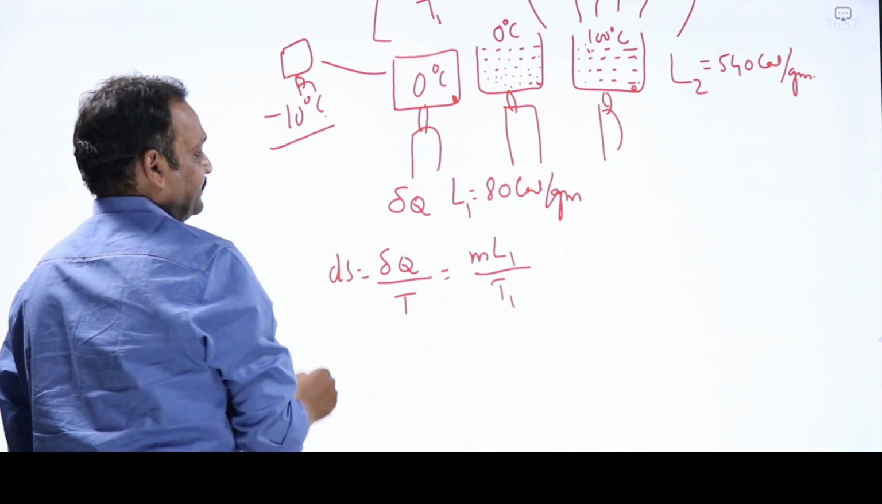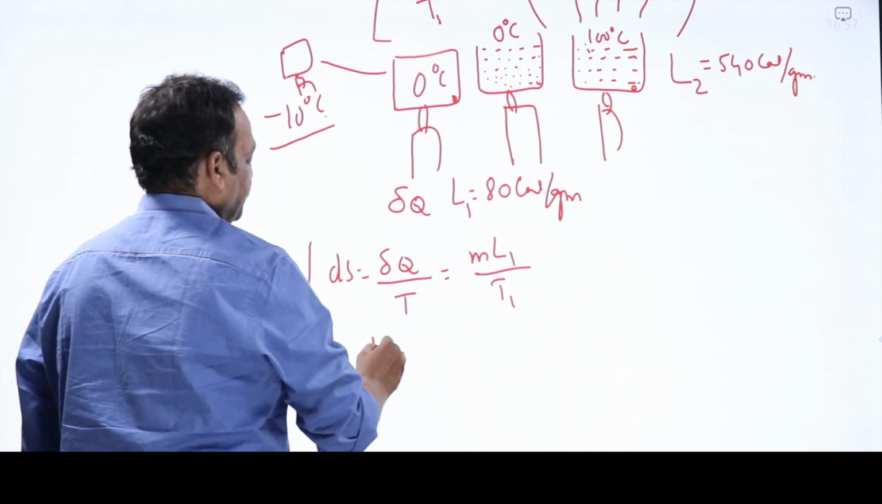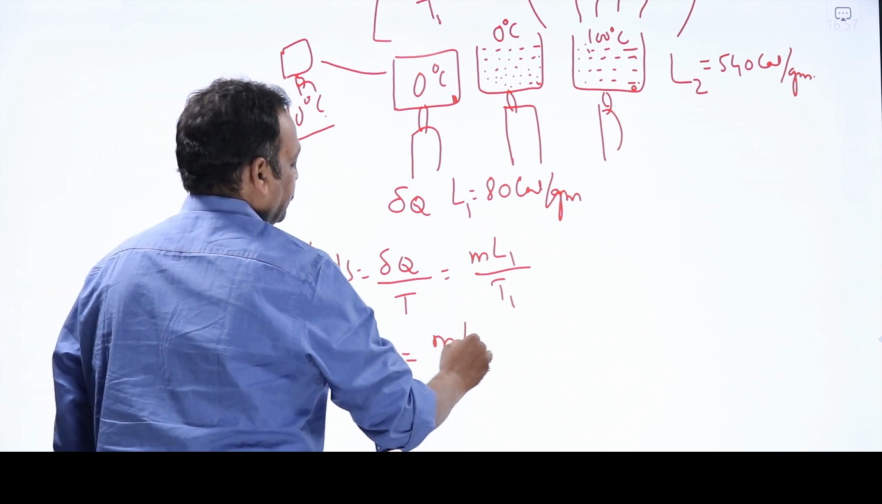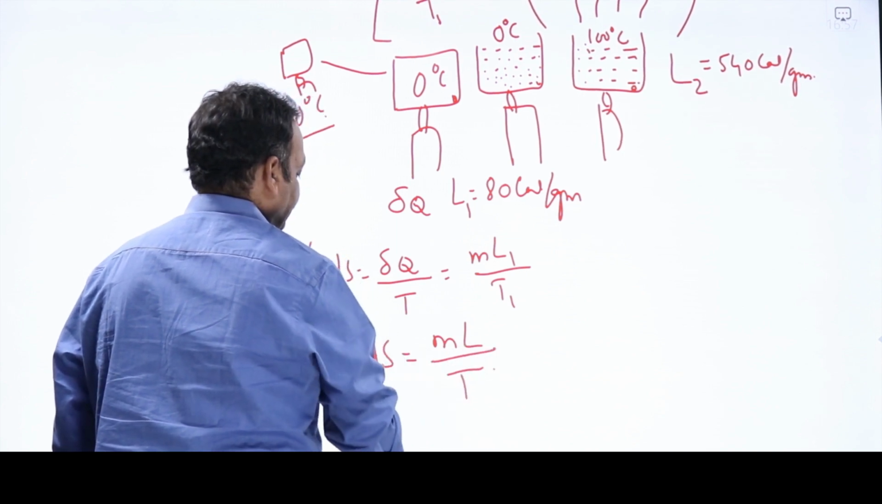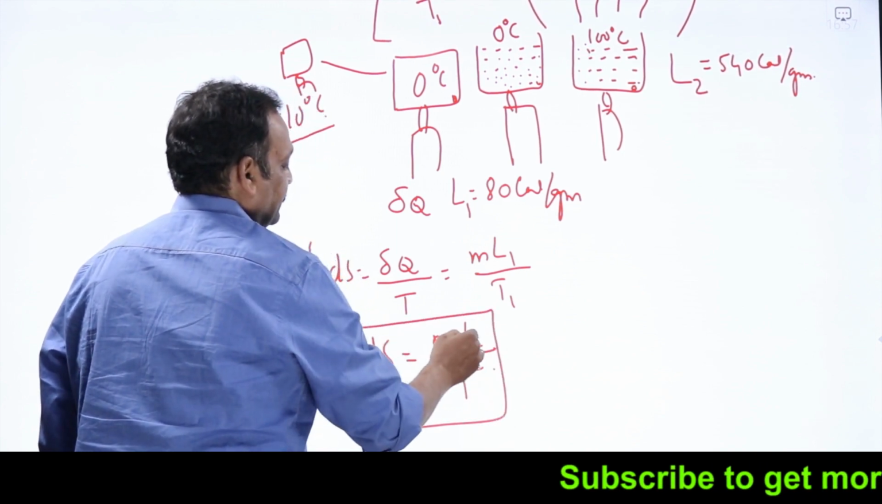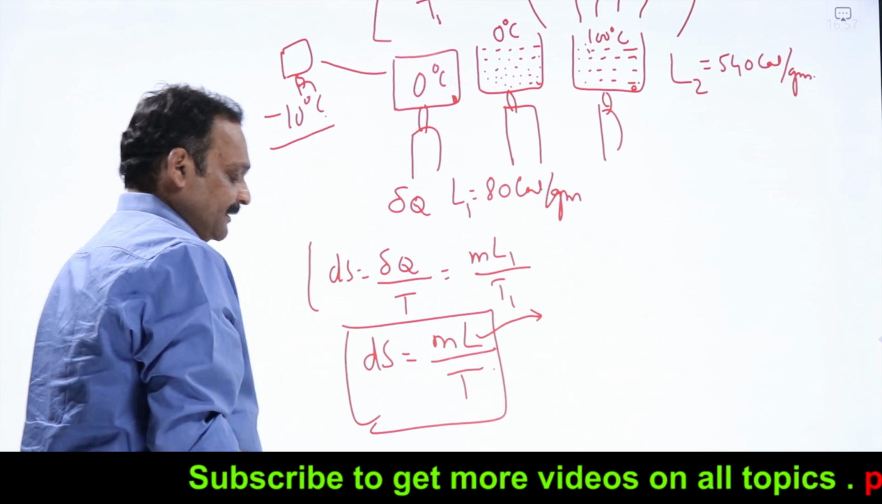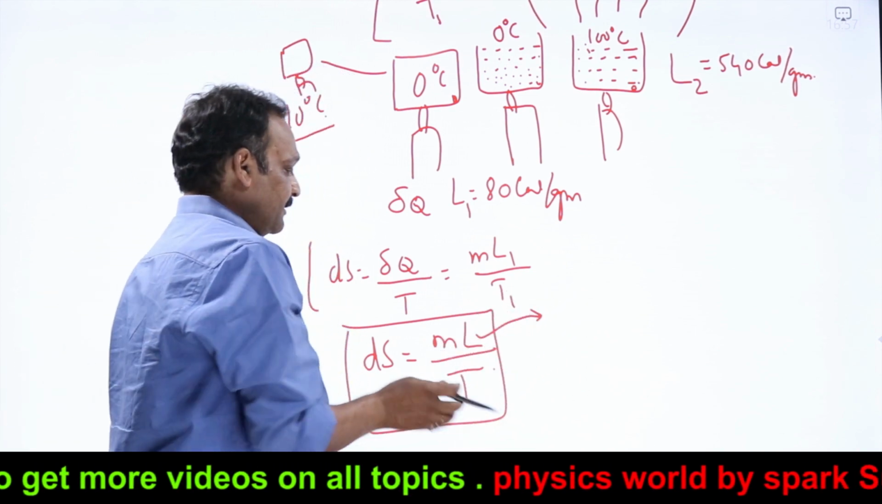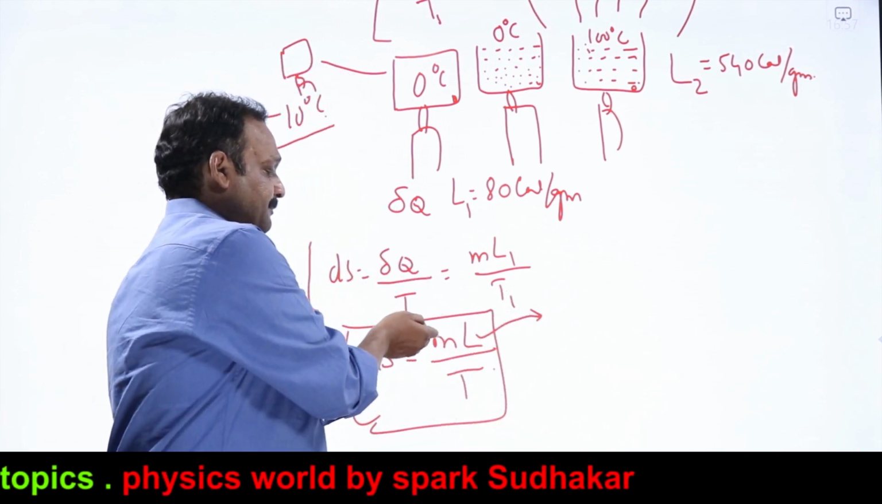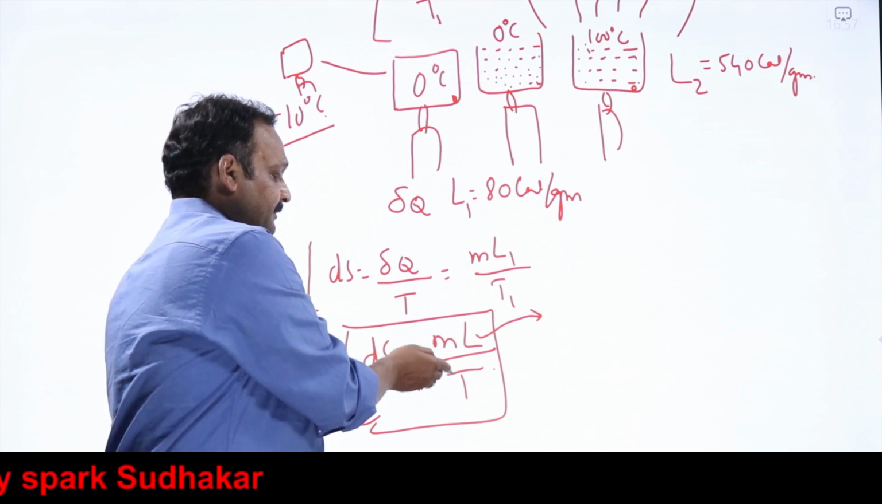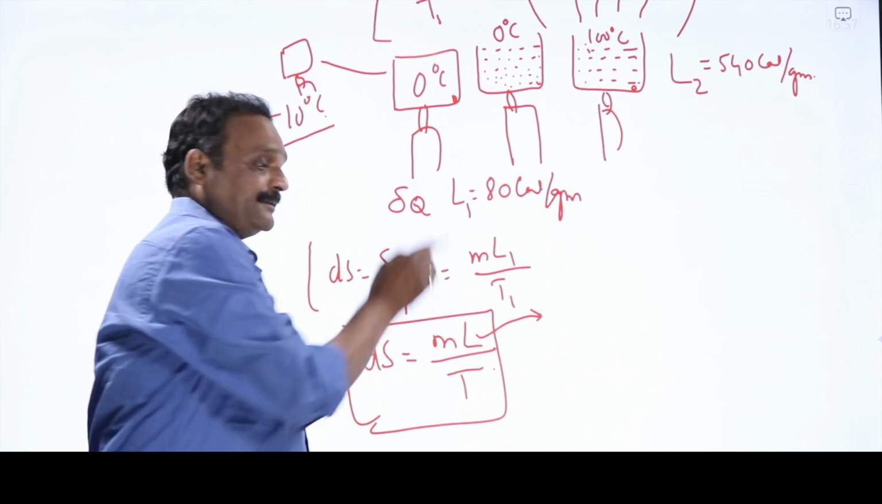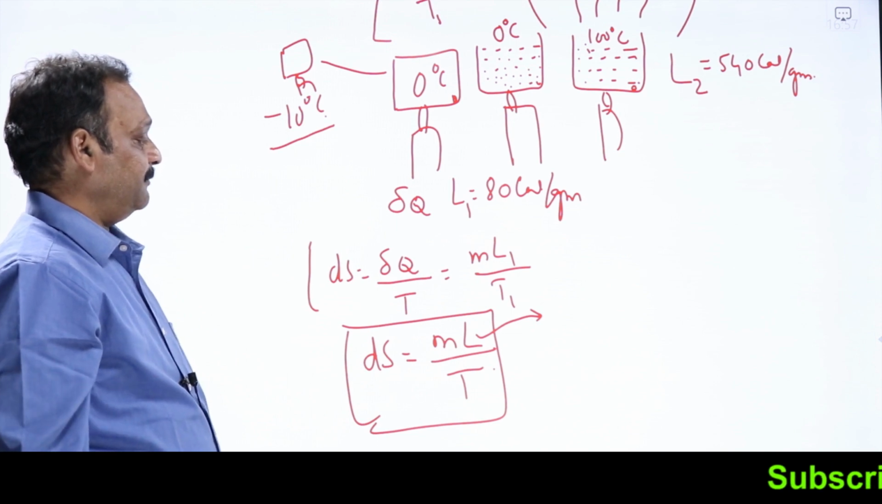dS, the change in entropy, is this general expression for change in entropy during a first order phase change: mL by T, where L is latent heat, that is heat required for the phase change to occur per gram. If m grams of substance is taken, it is m into L. The temperature at which that phase change occurs is capital T. So dS is equal to mL by T.